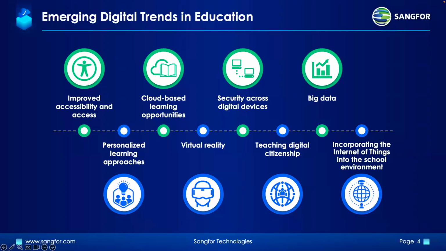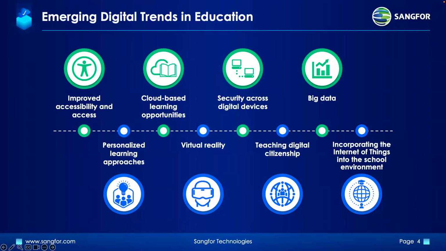So, schools and universities are being pushed to protect student data and create safe digital environments, especially as cyber threats continue to grow. Now, another exciting trend is the use of big data in education. Schools can now analyze things like test results, attendance of the students, or even engagement levels to better understand how students are doing and then use that insight to improve teaching methods as well.